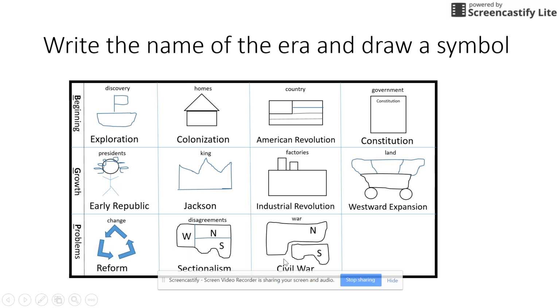And then while we had these disagreements, after that, we had the Civil War era. And during this era, we went to war over the issue of slavery, the North against the South.